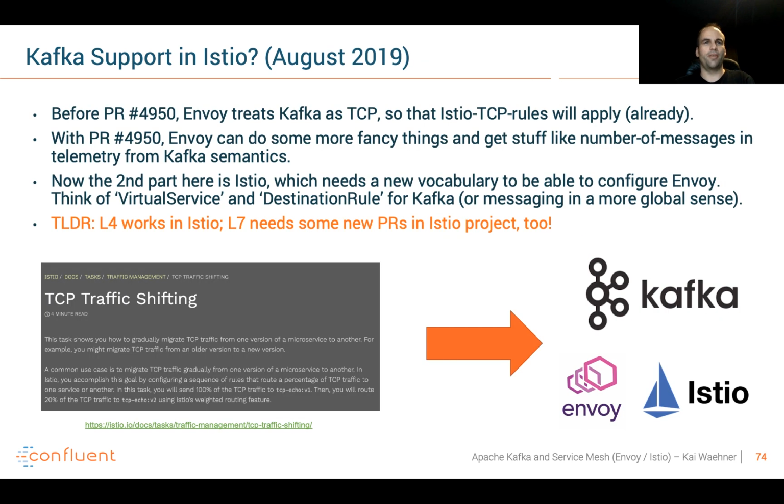In Istio, however, this is not supported yet, because first there was the Envoy pull request, and after that the Istio people can implement logic in Istio for that, right? So the TLDR here is that level 4 already works in Istio, of course, because it's just the normal load balancing stuff, but level 7 needs some more PRs in the Istio project. But you already can use all of them together, but today still with some limitations regarding level 7.